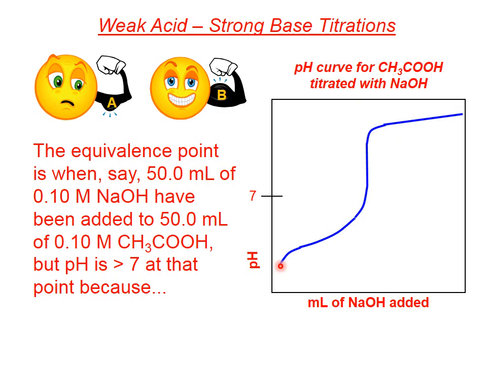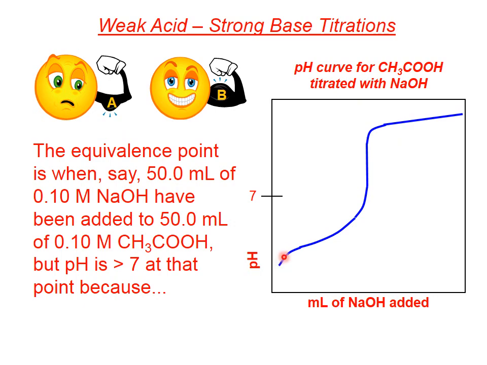If you follow my laser pointer here, in a strong-strong titration, the curve started out fairly flat but with a slight slope, and then all of a sudden right about here it just went vertical, and from that point on it looked pretty much like what we have on this graph here. For a weak-strong titration, we have a slightly different shape.